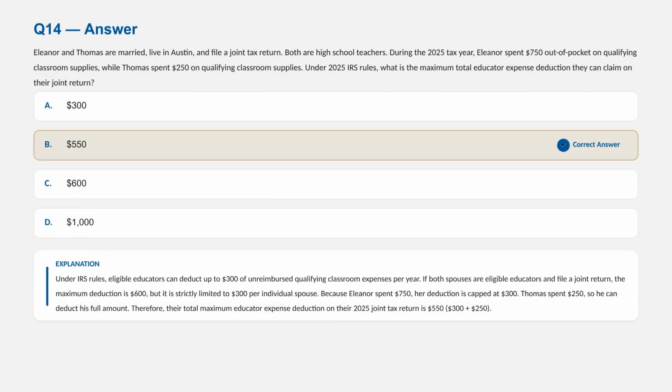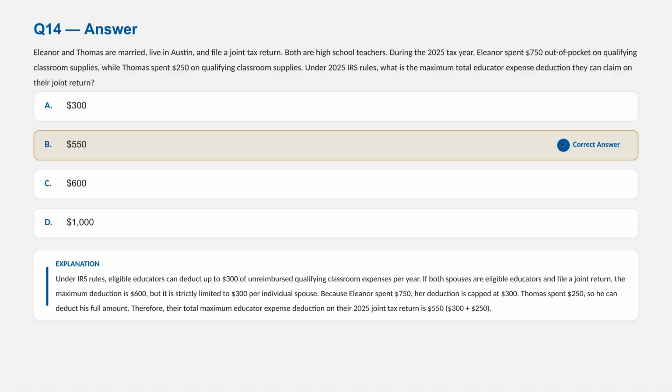The correct answer is B. $550. Under IRS rules, eligible educators can deduct up to $300 of unreimbursed qualifying classroom expenses per year. If both spouses are eligible educators and file a joint return, the maximum deduction is $600, but it is strictly limited to $300 per individual spouse.